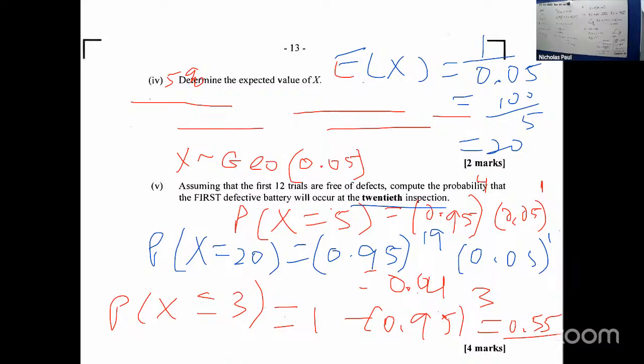How much did you get, Jesse? Jesse said 0.019. All right, 0.019.